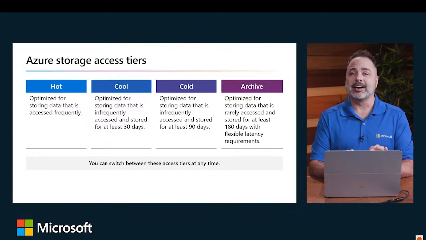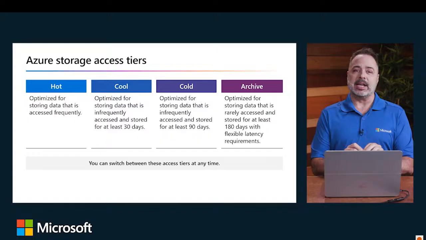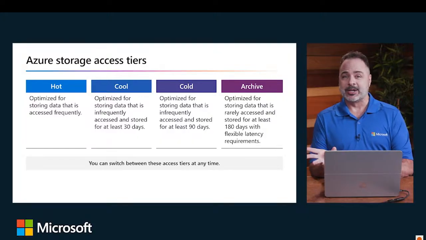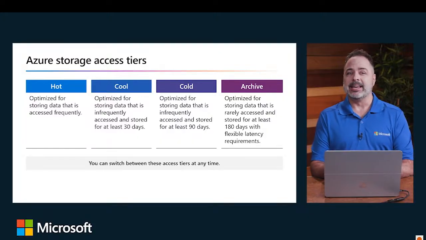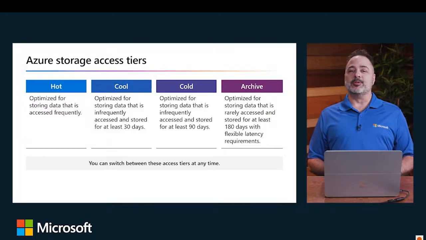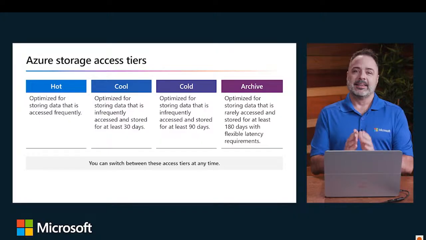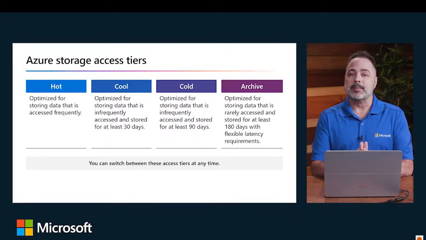Finally, the archive tier is for data that is very rarely accessed and has flexible latency requirements. It has the lowest storage costs by far and the highest access costs, making it ideal for long-term storage of data that you don't need access to immediately. Data in the archive tier should remain there for at least 180 days to get the full discounted price as well.